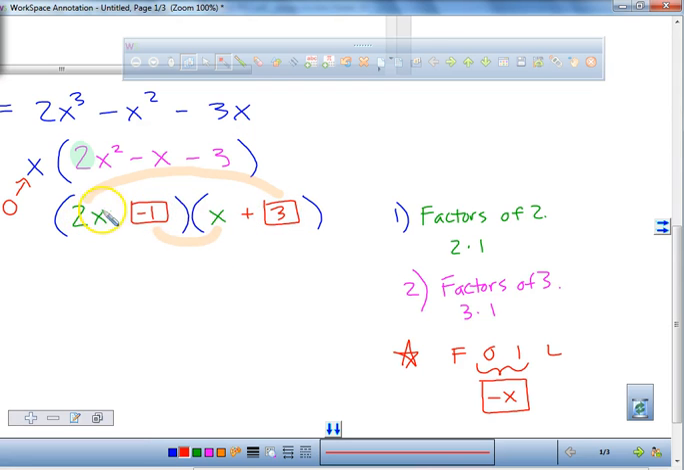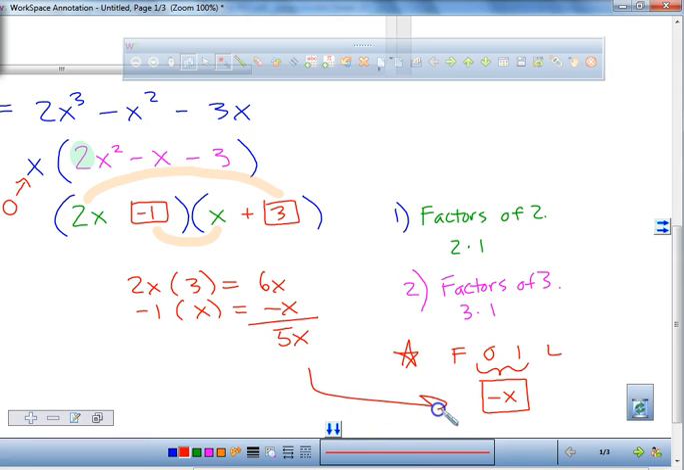So what's 2x times 3, Raymond? What does that give us? 6x. And what is negative 1 times x? What does that give us? Negative x. If we add those together, what do we get? 5x. What do we want? Okay. So that's good. I mean, we tried one.